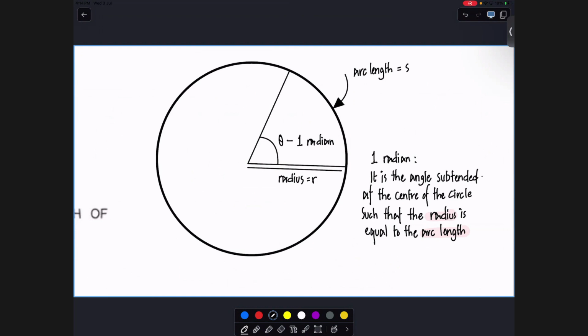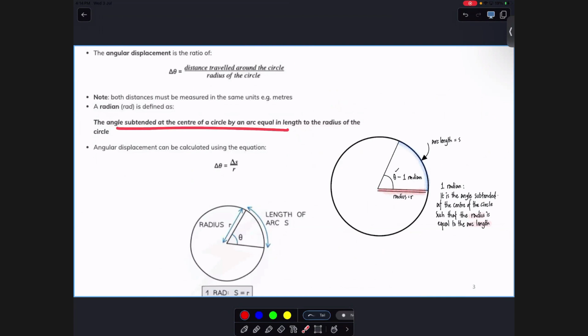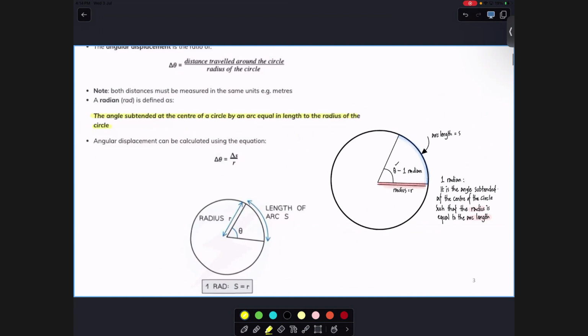So yeah, if your radius here, this is the radius. If this radius here is equal to that length there, তাহলে যে ভিতরে অ্যাঙ্গেলটা জেনারেট করা হয়, that is referred to as a radian. Okay, so the angle subtended at the center of a circle by an arc equal to the radius of a circle. So arc length is equal to the radius. That's it. এখানে আর কোনো extra কিছু দেখার নাই.